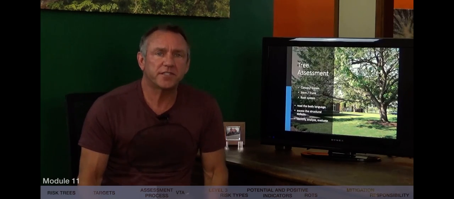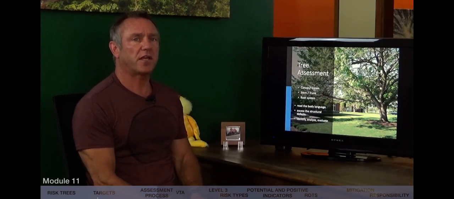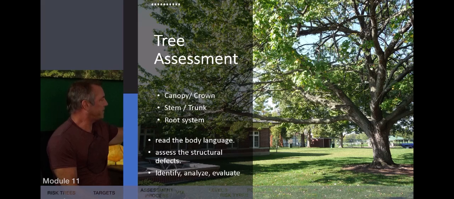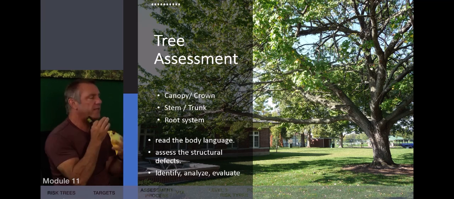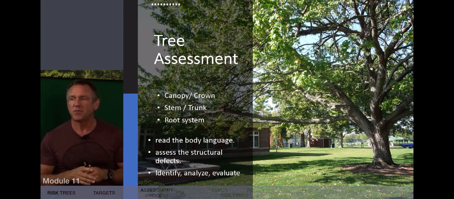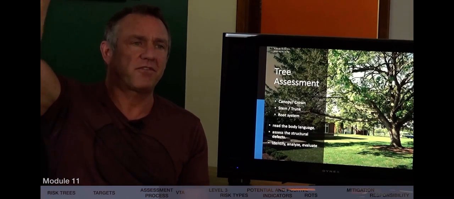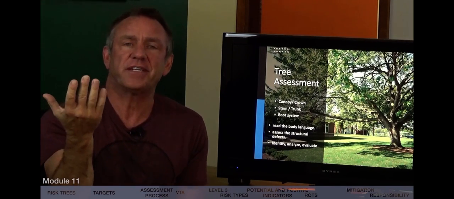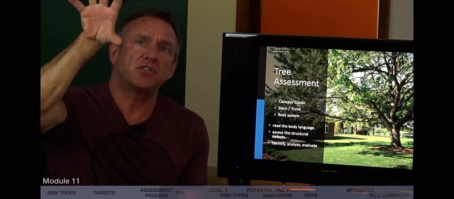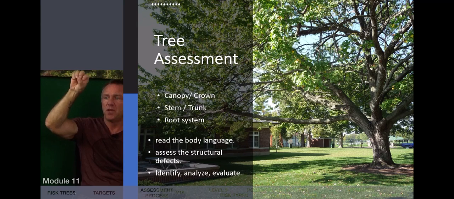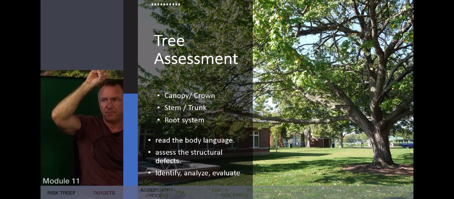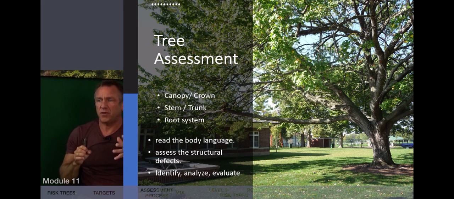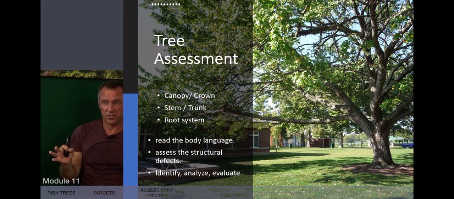We'll go through the tree assessment process, talking about what we call the visual tree assessment. This is basically just reading the body language of the tree. So what we want to look at is start with the crown and just kind of work your way down. What we want to do is look to see, are there any conditions of concern in the crown or the canopy? Look at the stem and the trunk, and then also think about what the root system looks like.